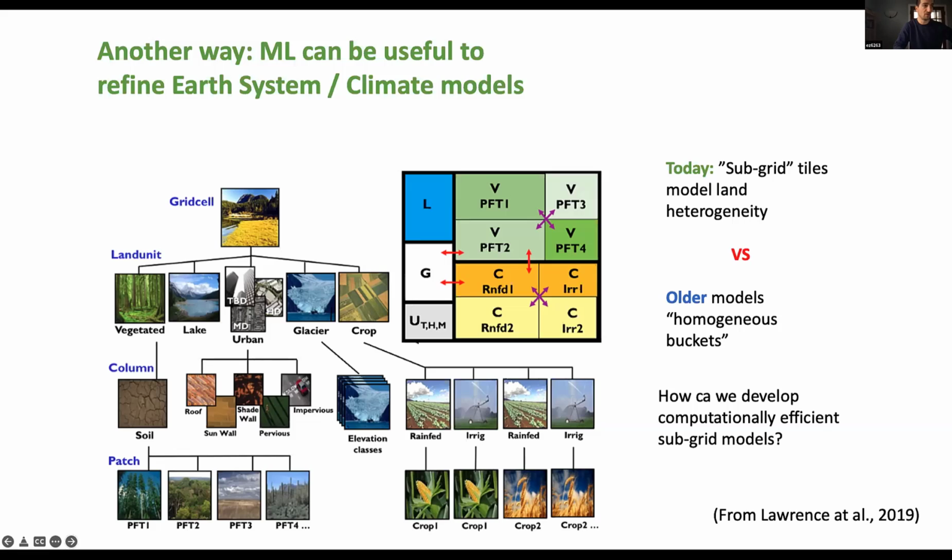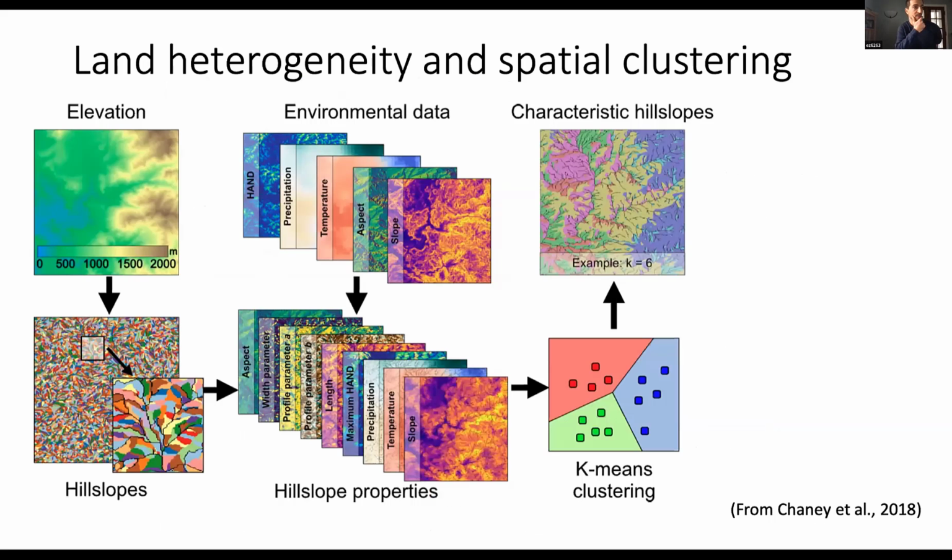Because within a single model grid cell, we can have a lot of different crops, natural areas, and urban areas. So can we capture all these features using machine learning and then improve model performance? What has been done in the last few years is, given a grid cell, we collect a lot of information about it. For example, the map of elevation and a lot of other environmental data, for example, slopes, temperatures, precipitation, and so on.